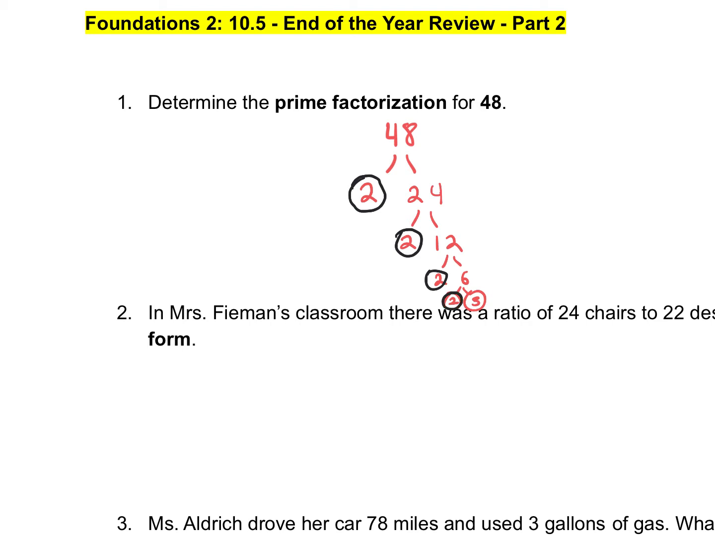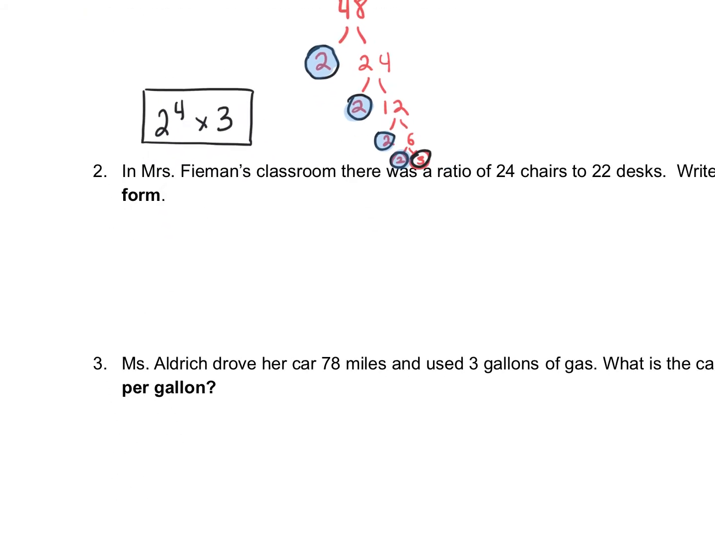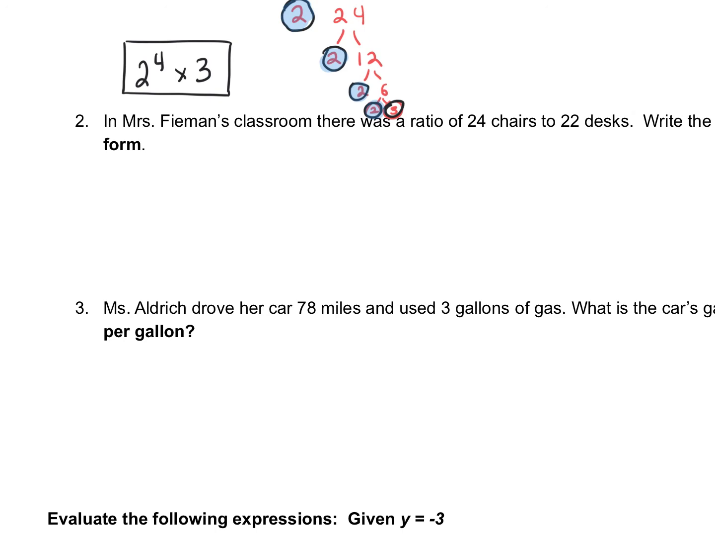Once I have all of my prime numbers here, I'm going to look and see. I have 1, 2, 3, 4 2s. So I'm going to write that as 2 to the 4th power times 3. That's my prime factorization.